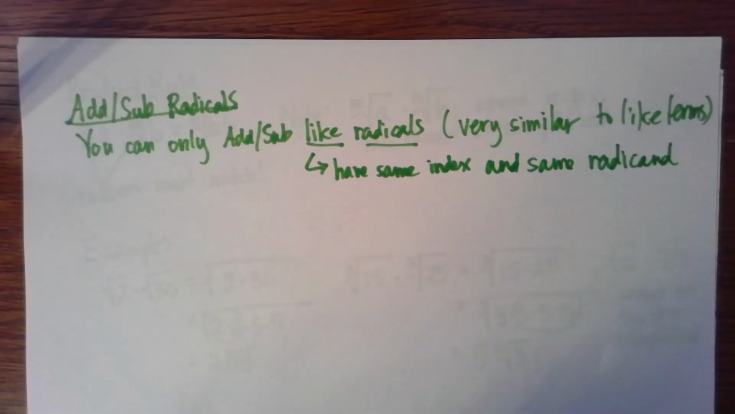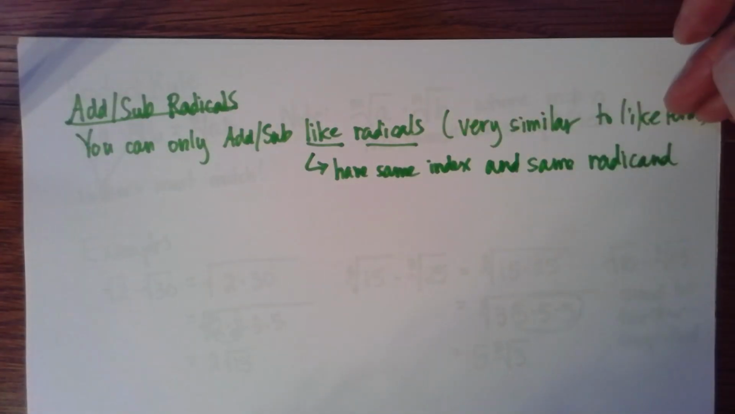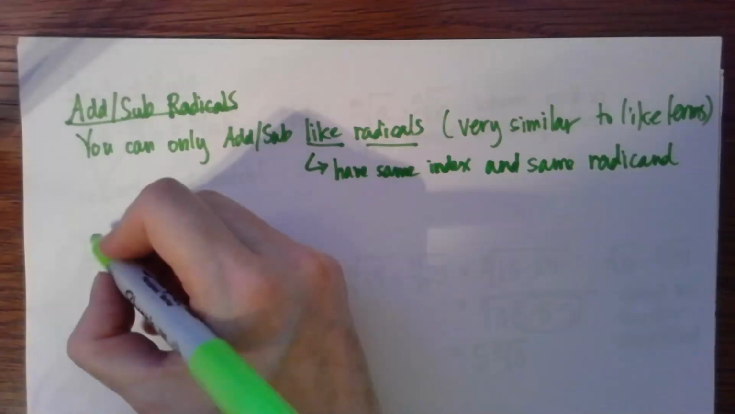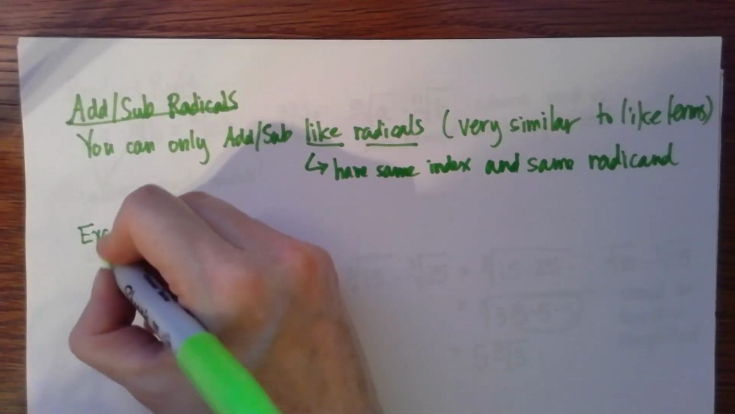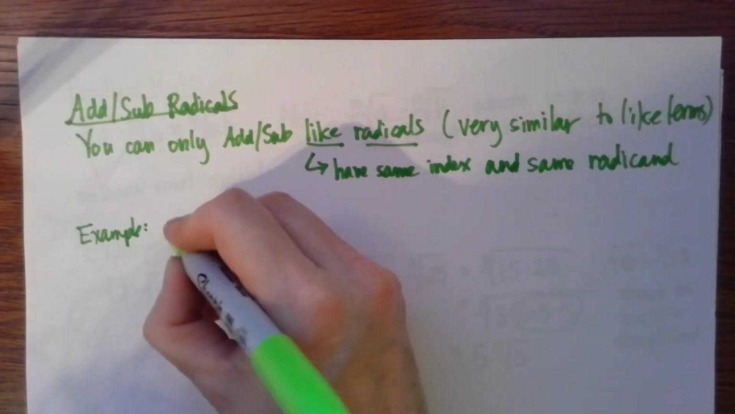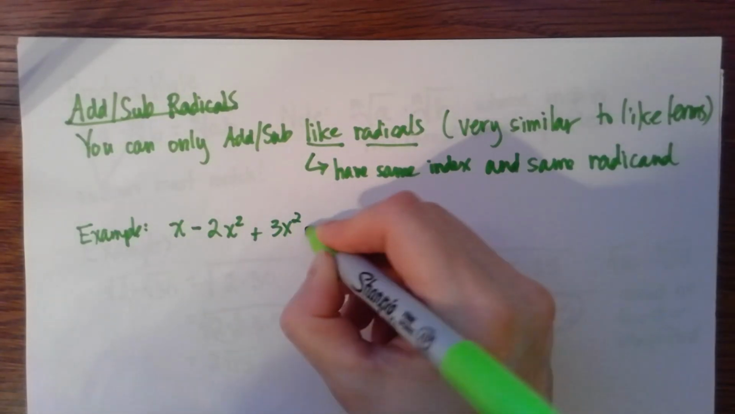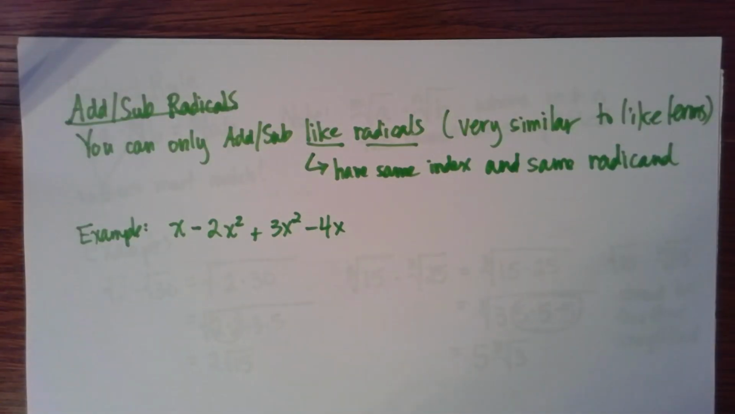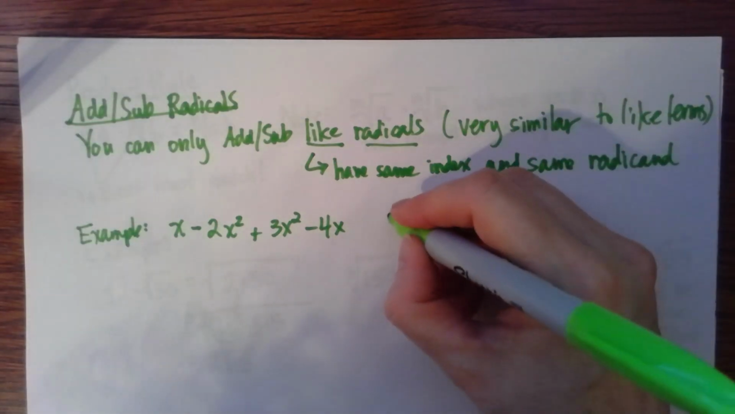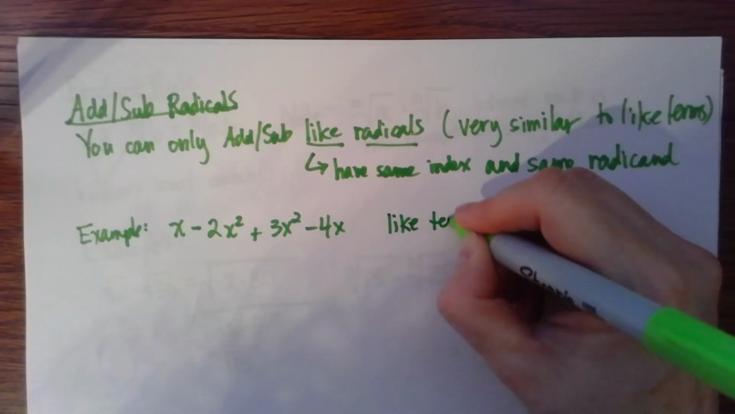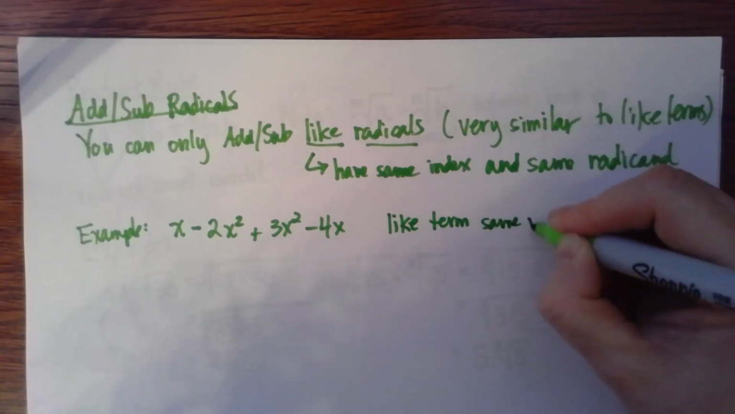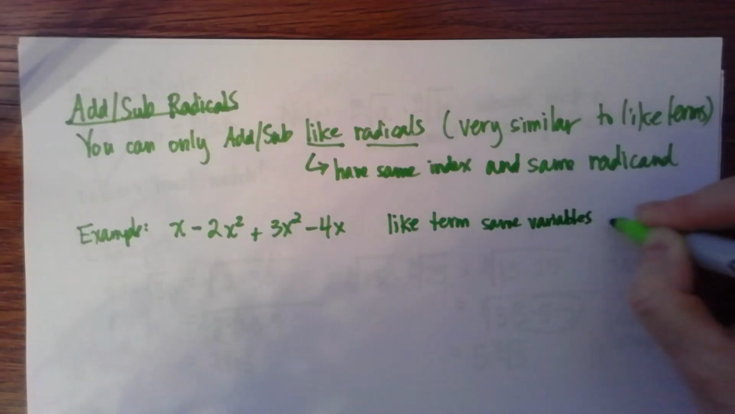That's the number under the radical. Okay, so because it's very similar to like terms, let's show the parallelism here. Let's say I had x minus 2x squared plus 3x squared minus 4x or something like that. For like terms, we have to have the same variables with the same exponents, right? So that's what a like term is.